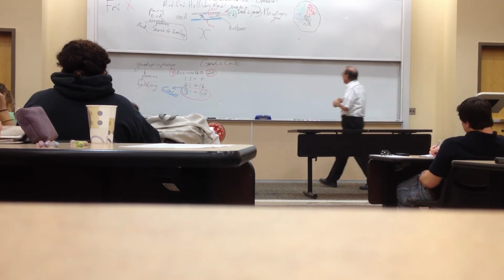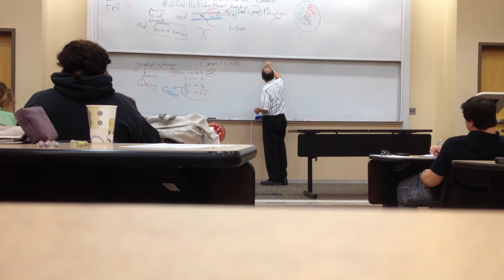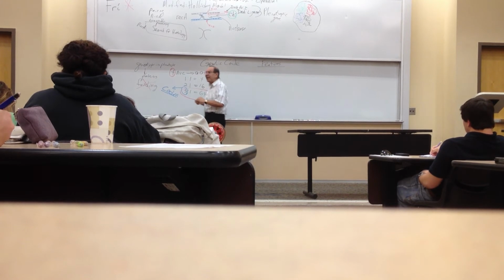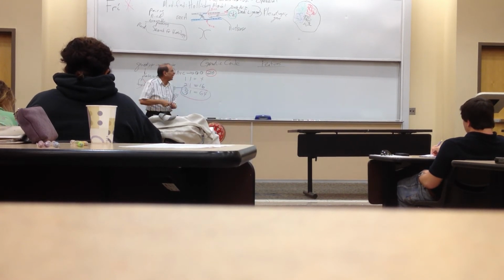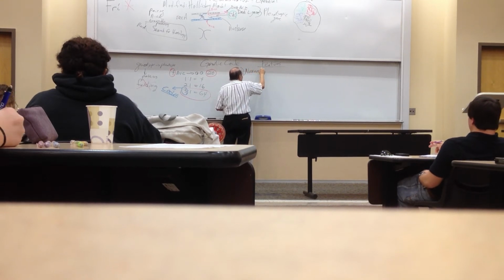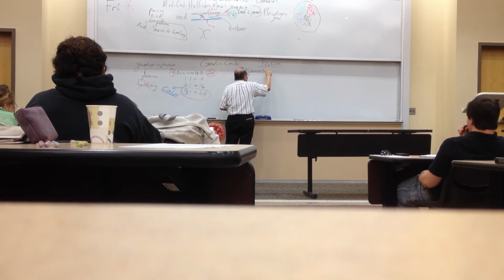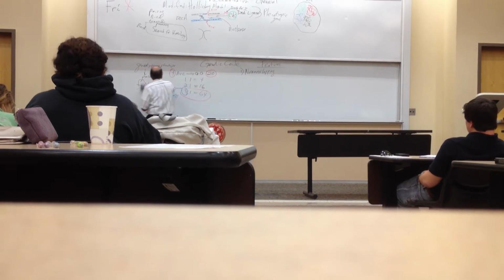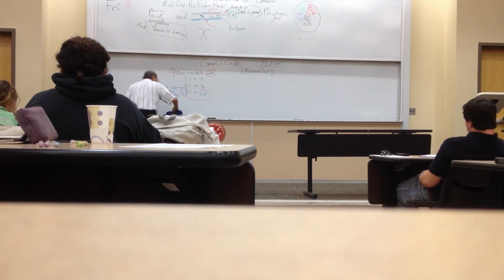So let's look at the features. What is the genetic code? So first of all, the genetic code is non-overlapping. Take this off. So we can make just a random sequence.